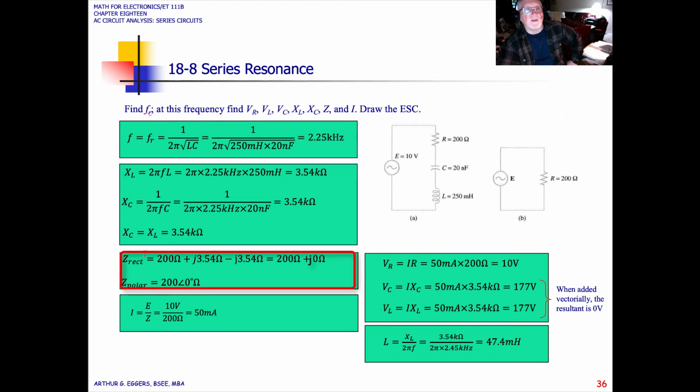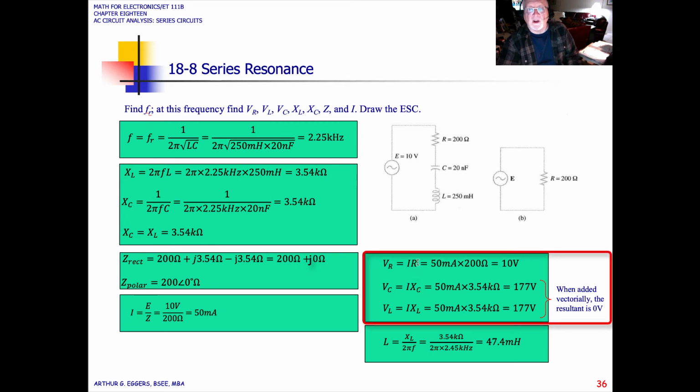So now we can gather our terms. The rectangular form then becomes 200 plus J 3.54K minus J 3.54K. That's where they cancel out, and we end up with 200 ohms, which we could see over here in the diagram. The polar relationship then says that at 200 ohms there is no phase angle. And so at this point we can solve for the current, the applied voltage of 10 volts, and that impedance, which is purely resistive, gives us 50 milliamps.